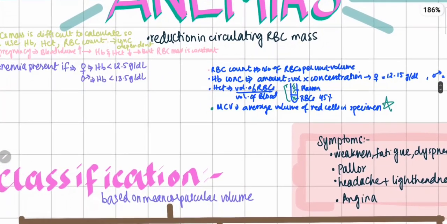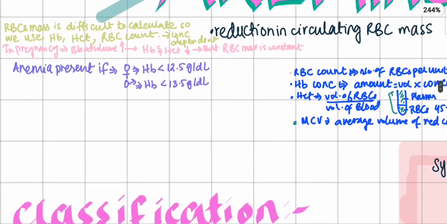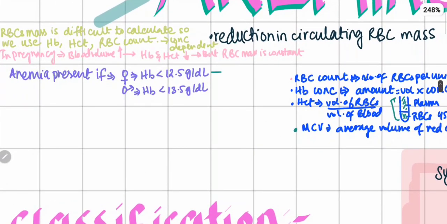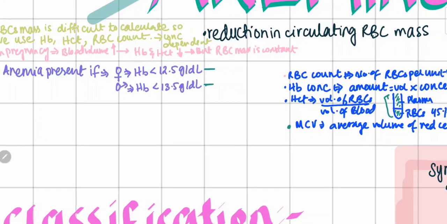Now, when is there anemia? Anemia is diagnosed in females when hemoglobin is less than 12.5, and in males when it is less than 13.5. But there's another thing to know. In pregnancy, the mother's blood volume will increase, right? And when it increases, it gives an illusion that the hemoglobin and hematocrit go down. But in actuality, the red blood cell mass is constant. It is just that the volume has increased.